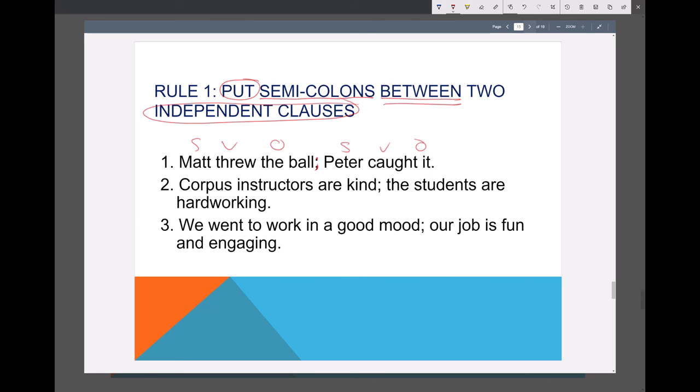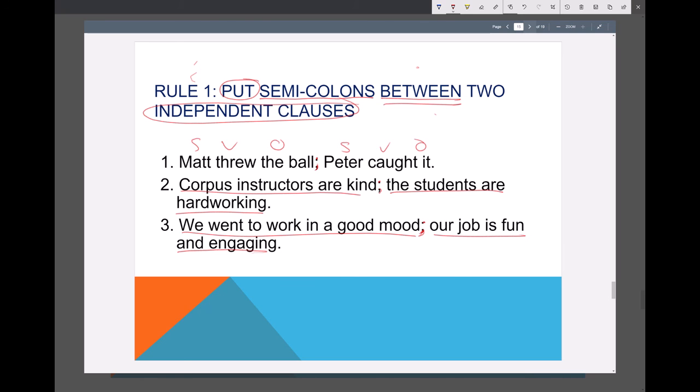Number 2, corpus instructors are kind. That's one clause. Students are hardworking. That's another clause. These are related, corpus instructors and students. If you put them together without conjunctions, you use the semicolon to connect them. Number 3, we went to work in a good mood. That's one clause. Our job is fun and engaging. That's another clause. If you want to connect them together, use the semicolon.